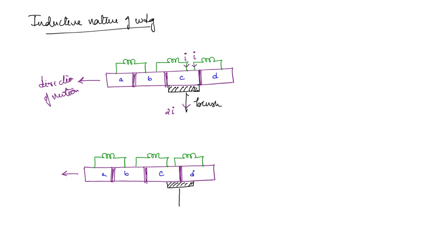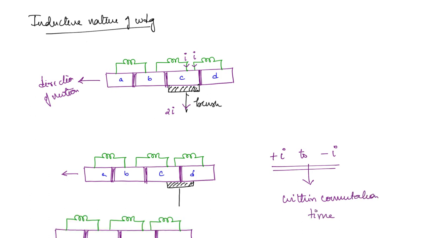During that time, this is the coil connected between C and D. Initially the current was from right to left. By the end of commutation, the current should reverse. During the commutation this change is taking place. From plus I to minus I, there is a transition of current, and this change should occur within the commutation time. So what is the commutation time? It is the time taken for the brush to start from this position and reach this position.